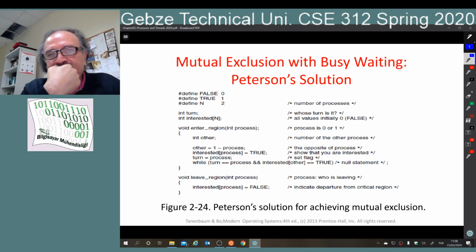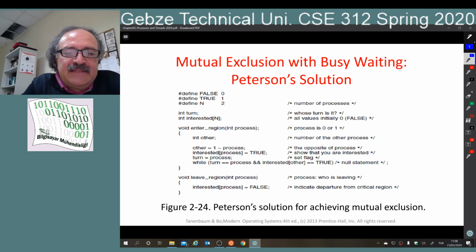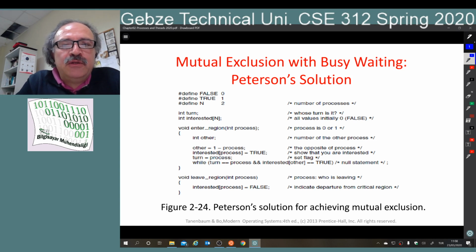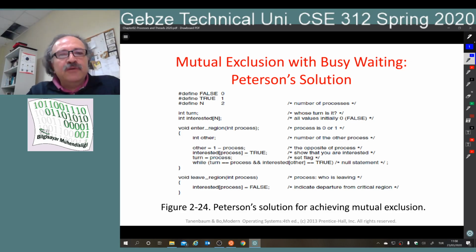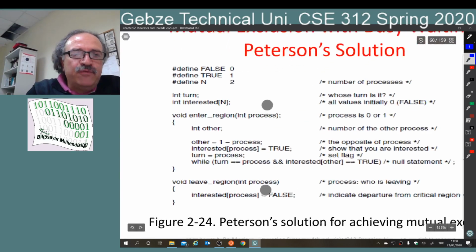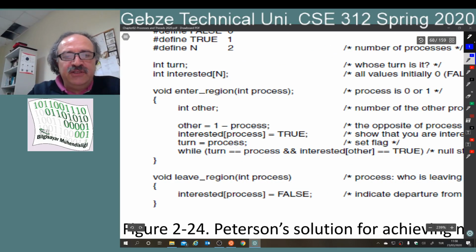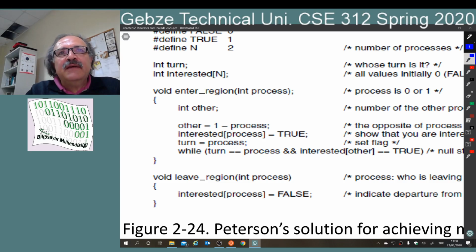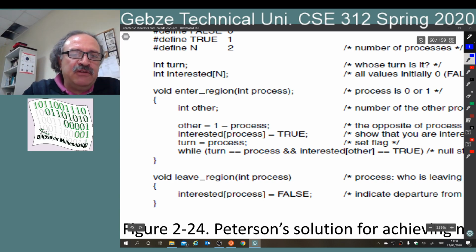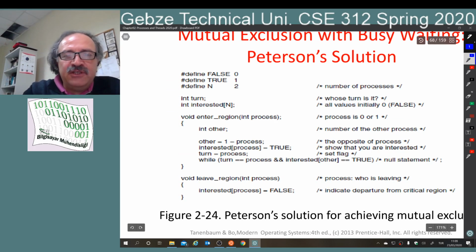Good. So this is the solution that doesn't use a strict alternation. It is very simple solution. All you do is you say that I have two functions, enter region and leave region. When you enter the region, you call this enter region function.